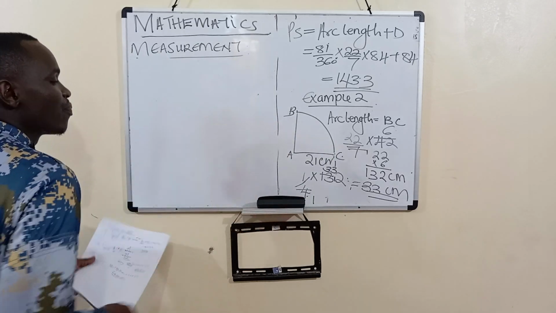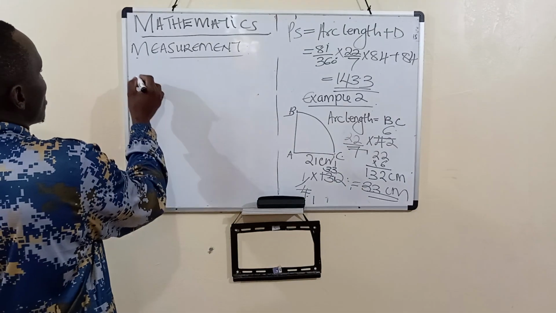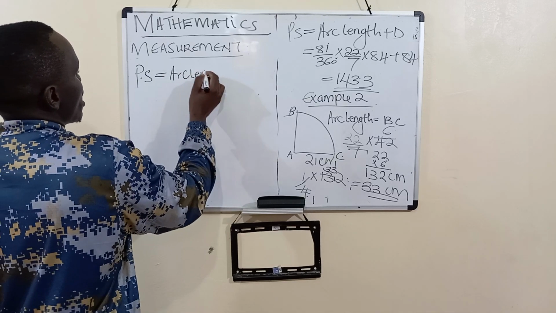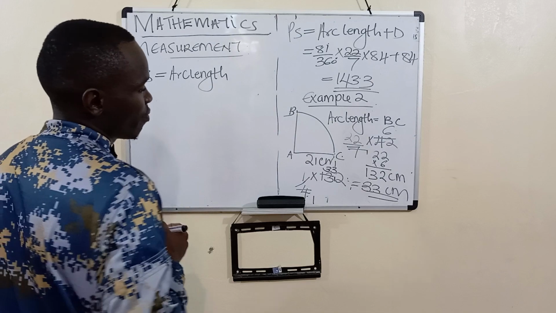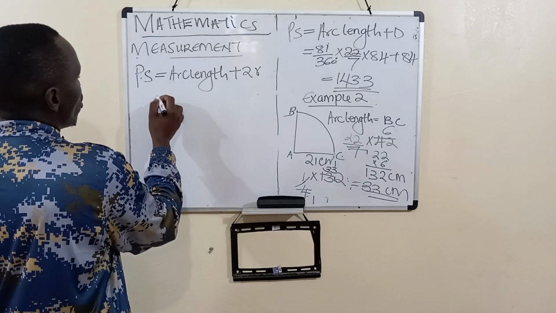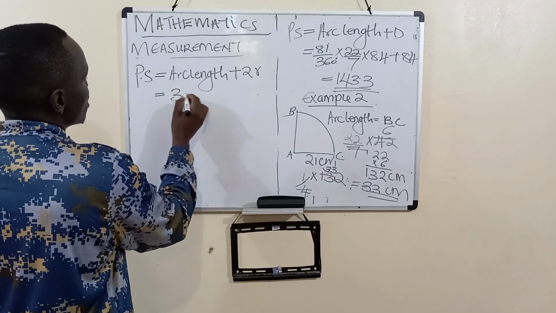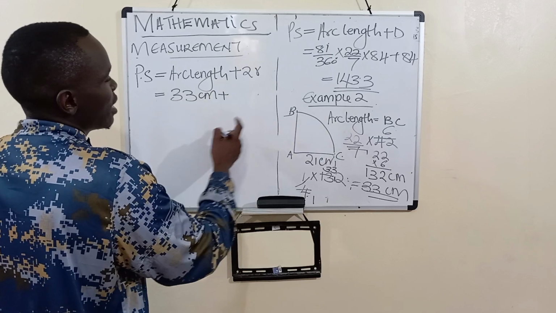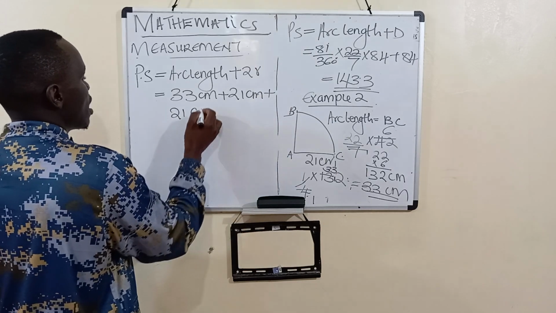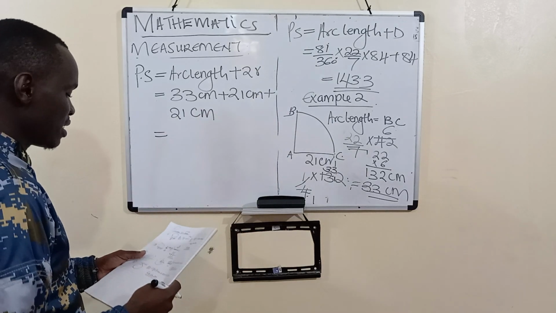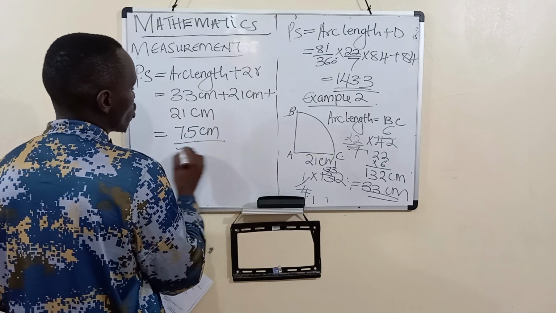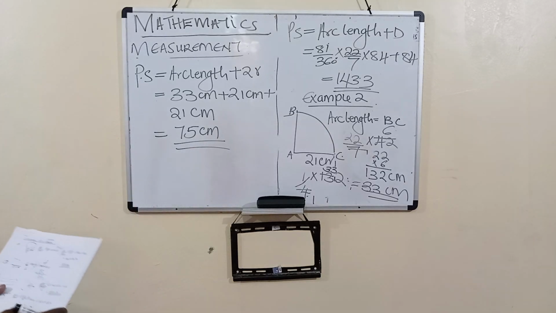And we agreed that the perimeter of a sector will be given by arc length plus the 2 radii. So we are going to have 33 centimeters plus radius 1, which is 21 centimeters, plus radius 2, 21 centimeters. So now the total perimeter is going to stand at 75 centimeters.